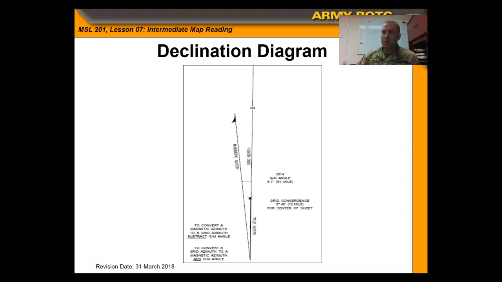Sometimes your magnetic north will be on the left of your grid north, and sometimes it'll be on the right of the grid north. It just depends on where you are. On Fort Sill, it's over here in Oklahoma. For whatever reason, the Earth's magnetic field affects compasses differently in Oklahoma than it does in Fort Knox on this side. So you have to pay attention to this in detail because it will greatly affect how you navigate in the real world after you've plotted your points on a map.